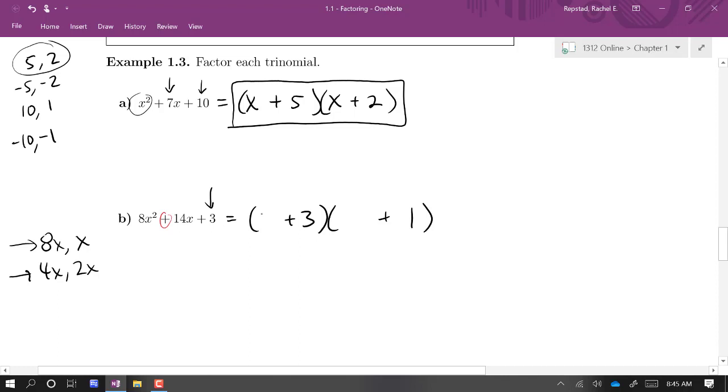So if I tried 8x and x, that would be 8x and 3x, and that's 11x, which does not work. You could try picking the same choice, 8x and x, but just switching them, because where they go matters, right? So this is 24x plus x, and that would give us 25x, so that also doesn't work. So I think we can eliminate 8x and x as an option.